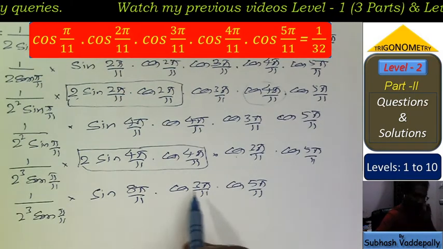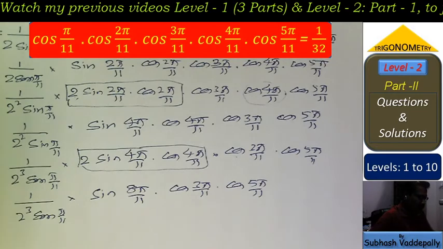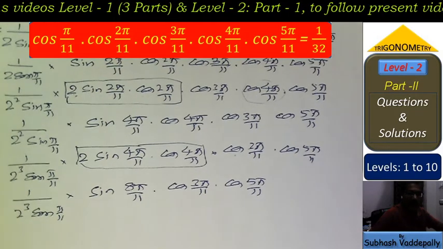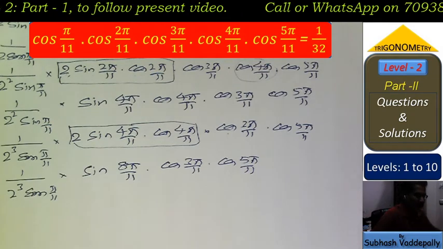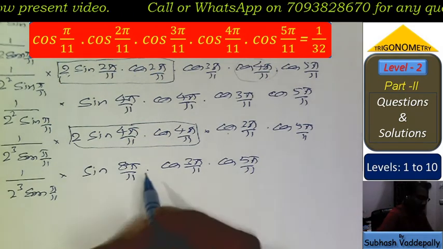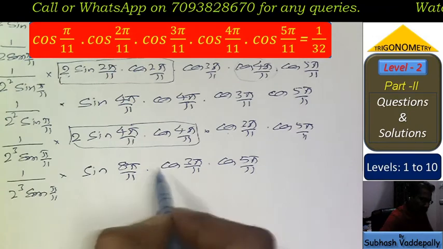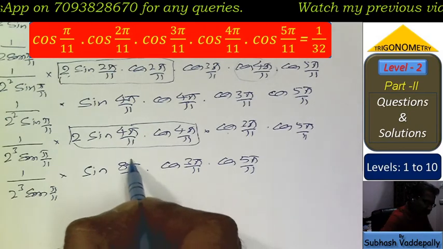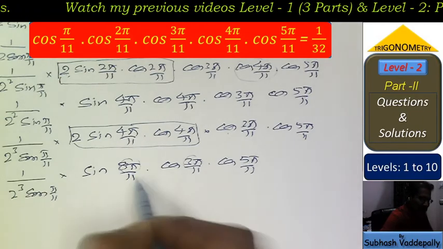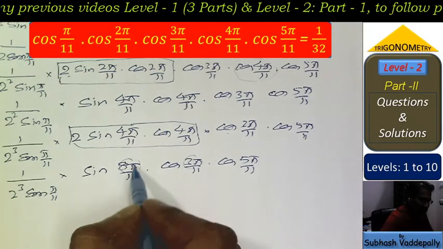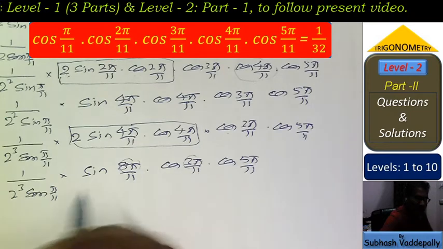Now further we don't have to make the formula. So here, whatever the available terms, we try to convert into some other form to get a proper formula. For that, if you check these two angles, 8 pi by 11 and 3 pi by 11, together they give pi. So here sine 8 pi by 11 I can convert into 3 pi by 11.